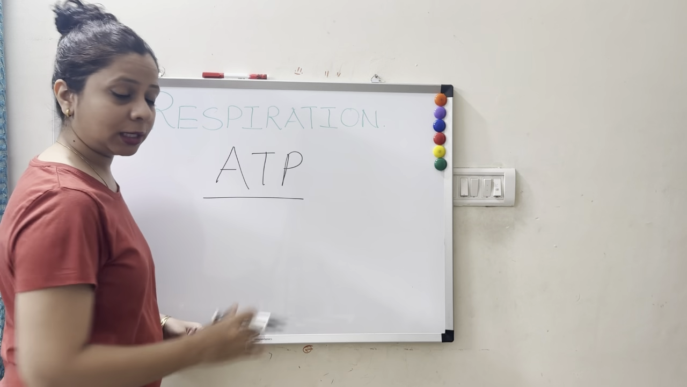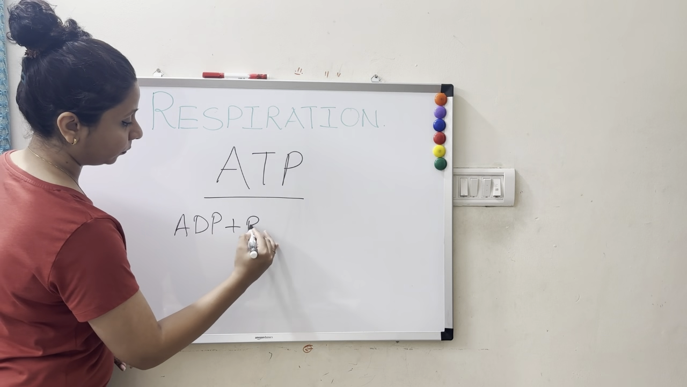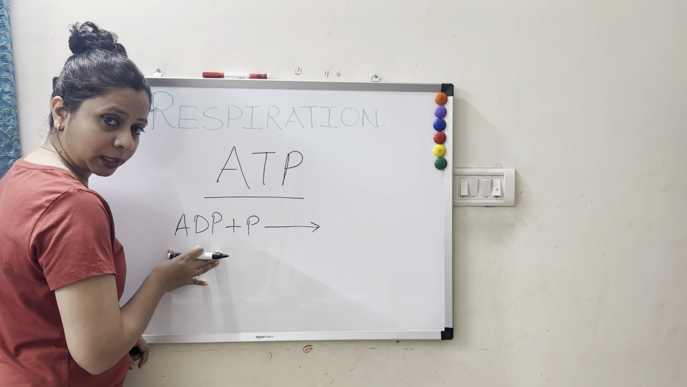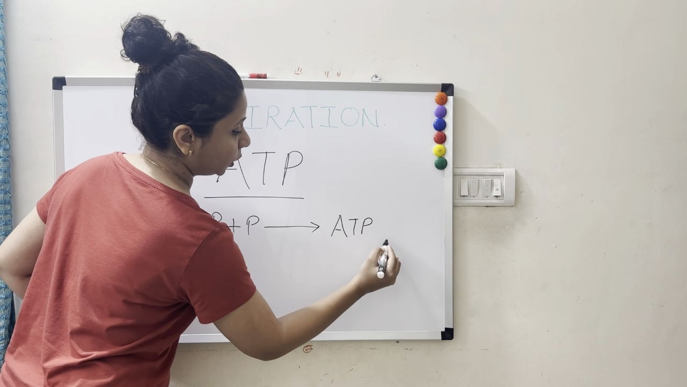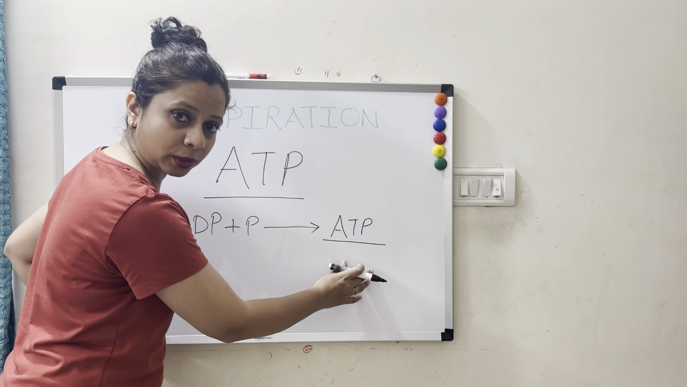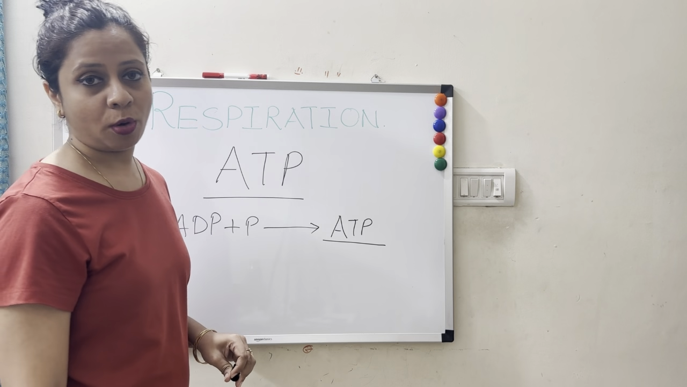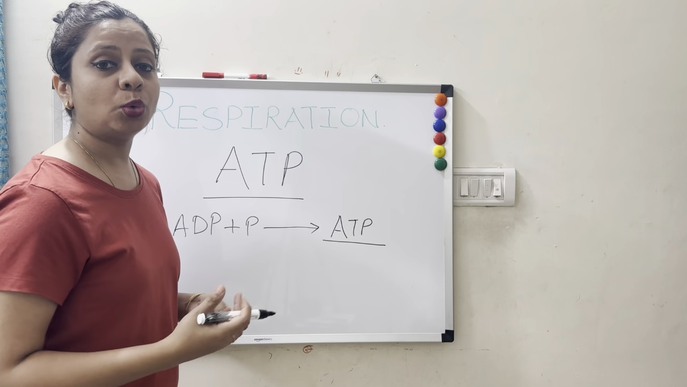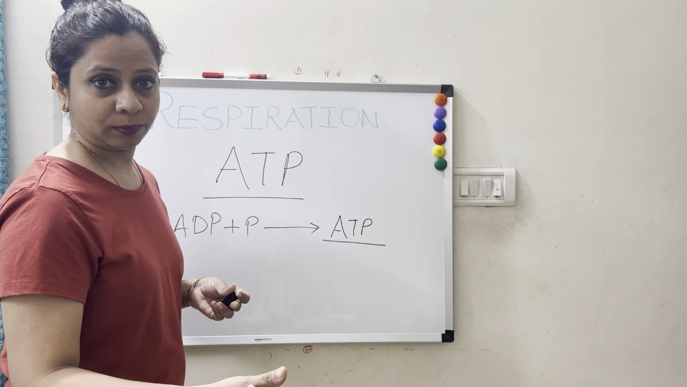So how is this molecule created? That is created by the reaction between adenosine diphosphate and phosphate to form adenosine triphosphate, that is ATP. This molecule fuels many different activities of the cell, which ultimately we will say it is giving energy to our body, or we are getting energy for different activities.